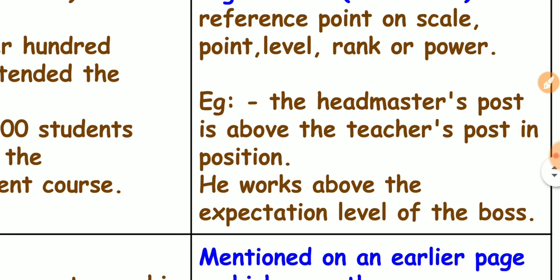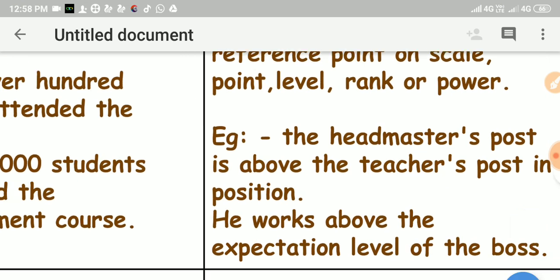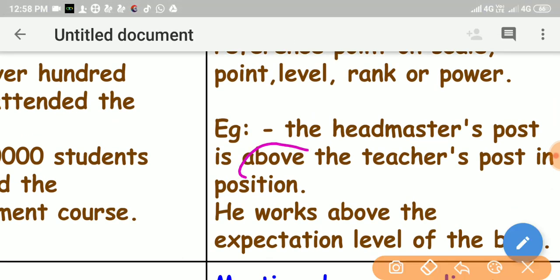My dear friends, now we do not say here the headmaster's post is over the teacher's post, because while marking about higher, when it is more than one's post or one's scale or point or rank or level, then above is preferred. We should not use over here, because one's rank or power is shown here, not the numbers. That's why above is used, my dear friends, here.